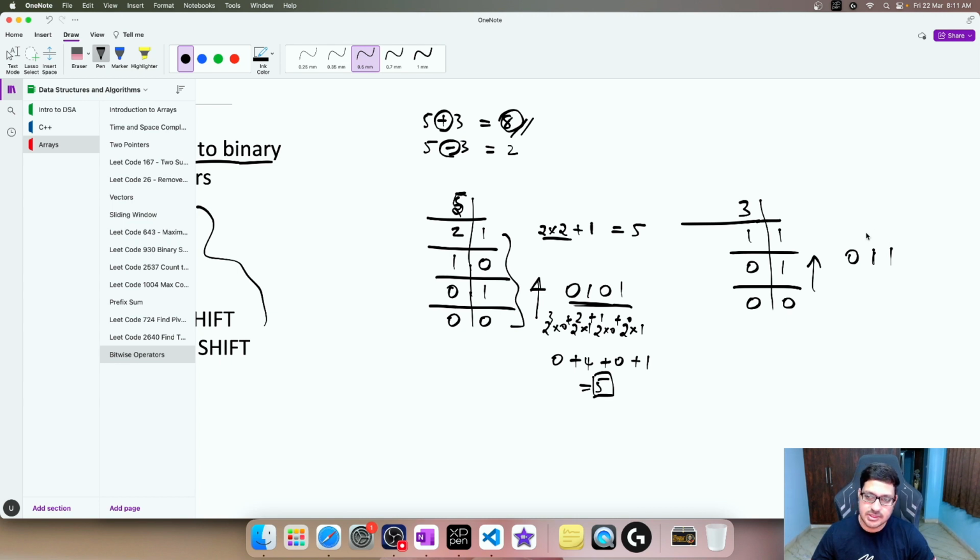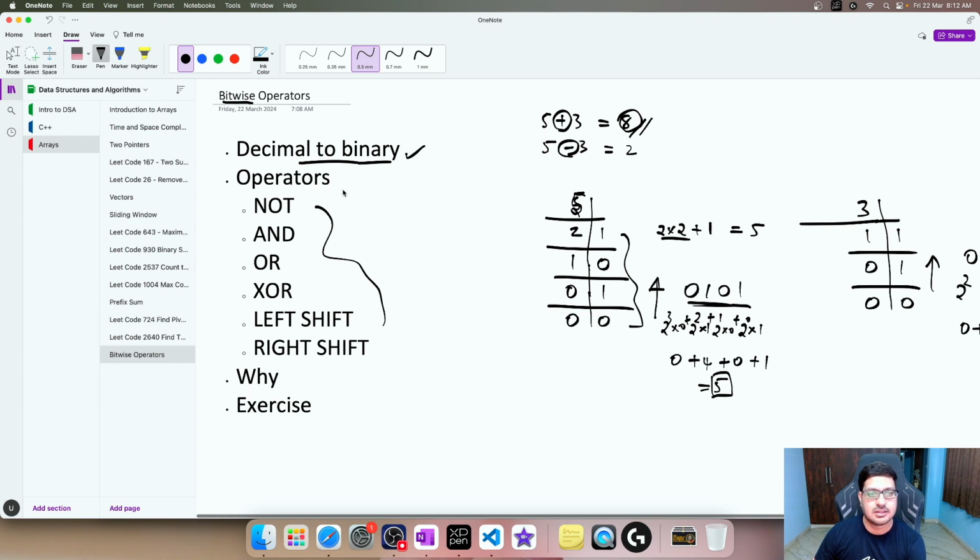So how do we convert this back to decimal? We simply do 2 to the power 0 here, 2 to the power 1 here, 2 to the power 2 here. So 2 to the power 2 into 0 is 0, plus 2 to the power 1 is 2, into 1 is 2, plus 2 to the power 0 is 1, 1 into 1 is 1. So we get 3. Okay. So that's how we can convert decimal to binary and binary to decimal.